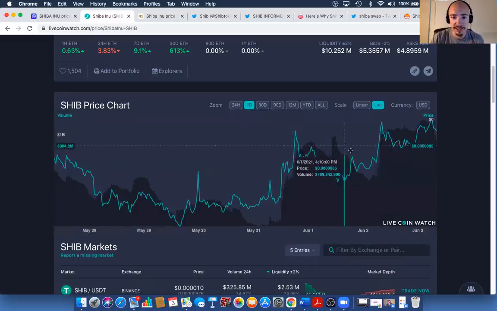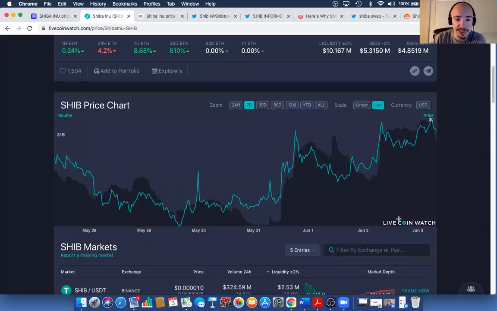Now, if we look at the 7-day chart, look at that. The 7-day chart is just slowly setting new highs as we continue to slowly go up. That's just a really nice looking price chart here for SHIB. There's that lower cup formation, which is always nice to see.